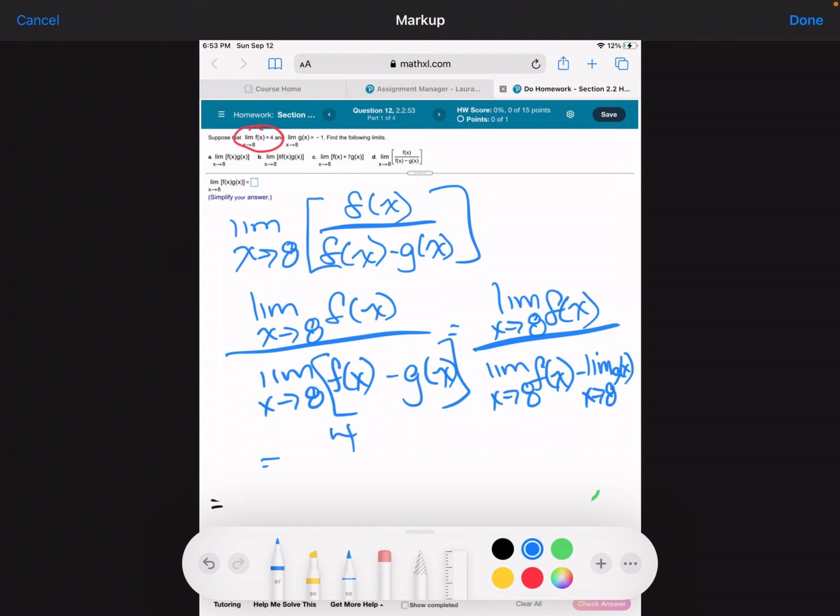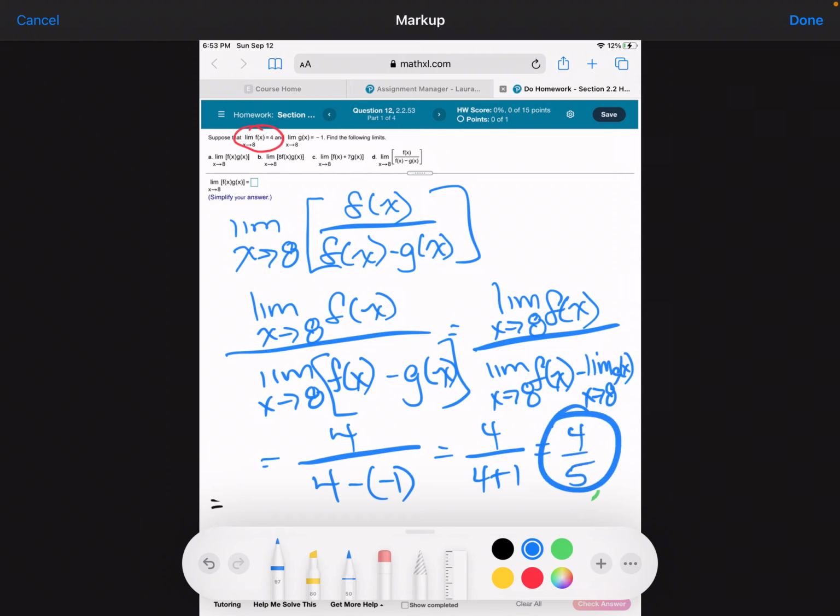That first one is a 4. That one's a 4, and that one is a -1. Notice that is not 0. And we get 4/5. So just using all of our properties, or limit laws, the laws of limits.